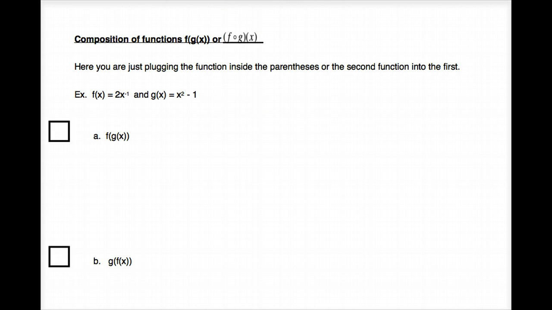Okay, then the last thing in this 6-6 chapter is finding a composition. And here's two ways to write it. They mean the same thing. They're both read the same. It's read f of g of x. That's how you'd read it.